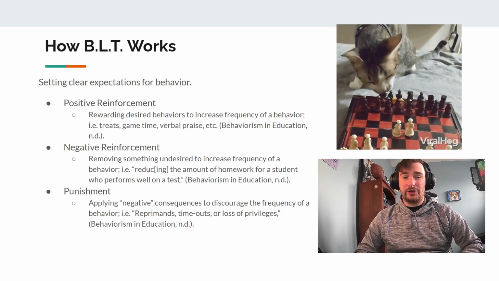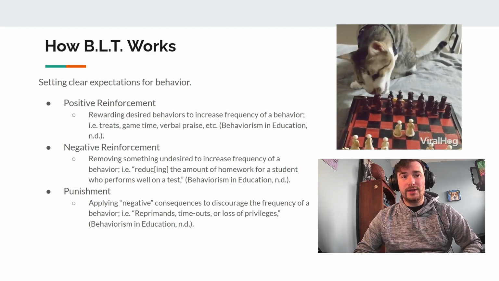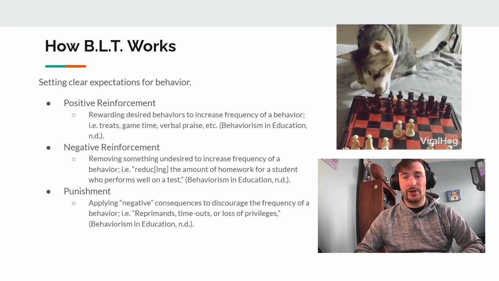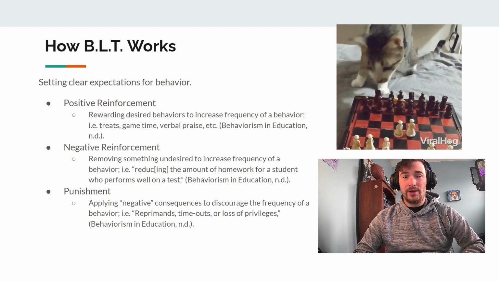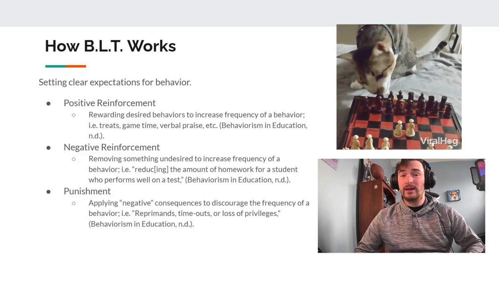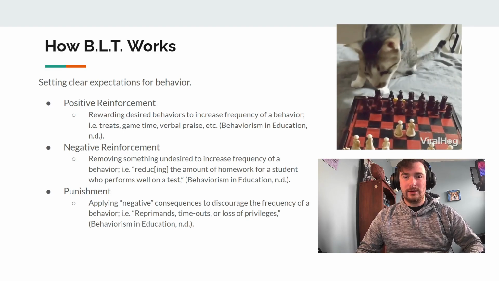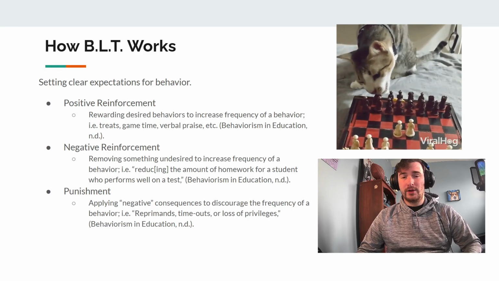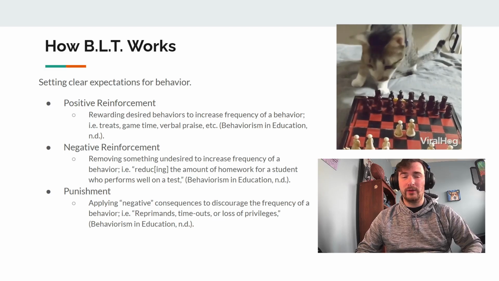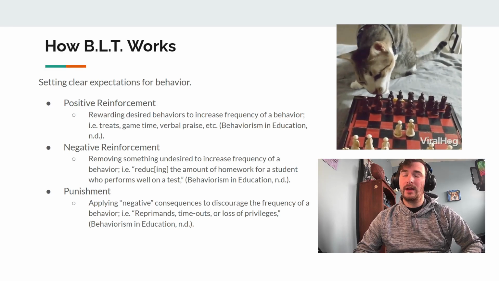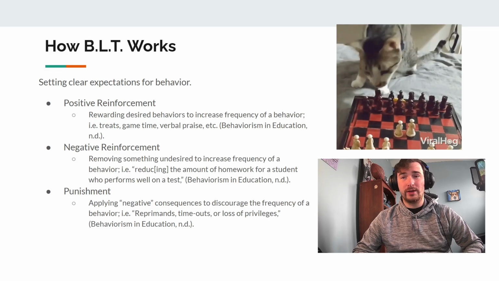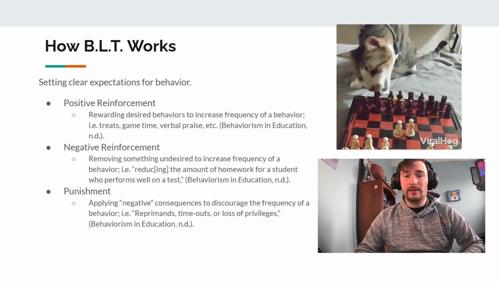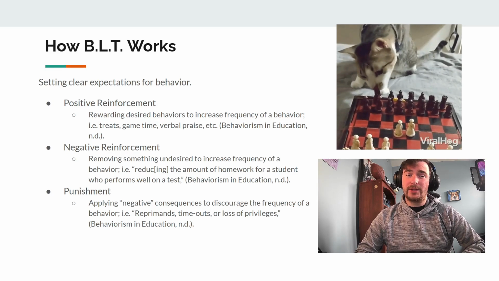Next, let's talk about punishment. Now, punishment is where you are applying negative consequences to discourage the frequency of a behavior. So you're adding a consequence that is unwanted rather than adding or taking something away. So for example, a verbal reprimand could be considered a punishment. Timeout or a loss of privilege are also examples of punishments. Punishments can also be positive or negative. It just depends on the type of punishment.